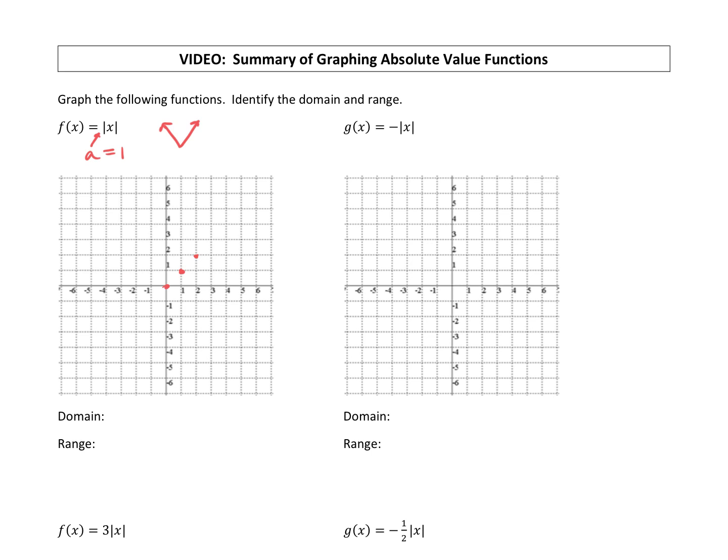So if your a value is 1, you're always going up 1. And then that gives you the right side of your v. Now to get the left side, you're going to go up 1 but to the left 1. It's just going to be a reflection, a mirror image of the right side. And this is actually the parent function. This is what it will always look like if that a value is a 1.